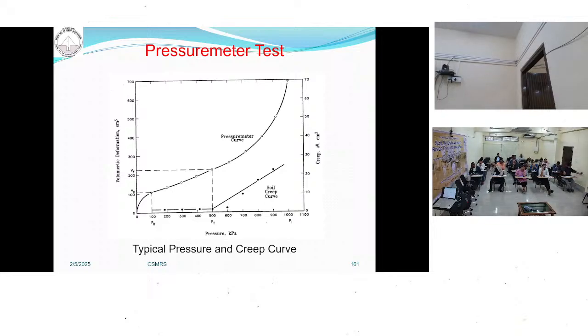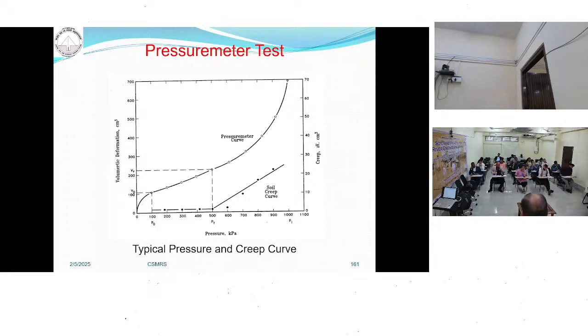Why? Because here we touch the wall of the borehole. After that, there is elastic deformation, and beyond that, there is plastic deformation. After that it becomes vertical, and this is your limiting pressure. So the slope of this curve in the plastic range will give the plastic modulus.